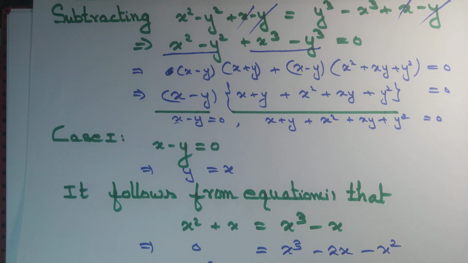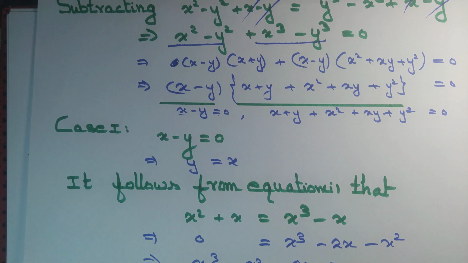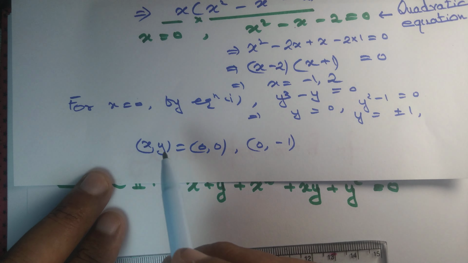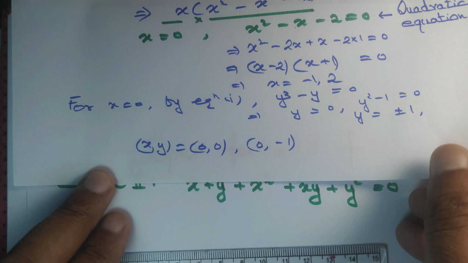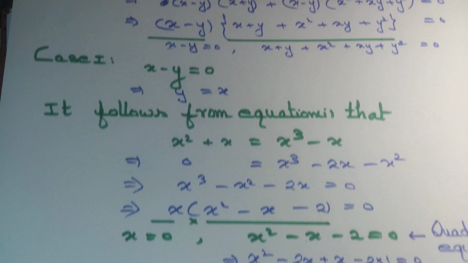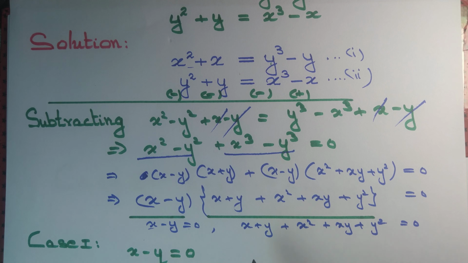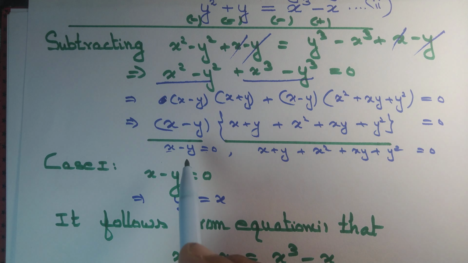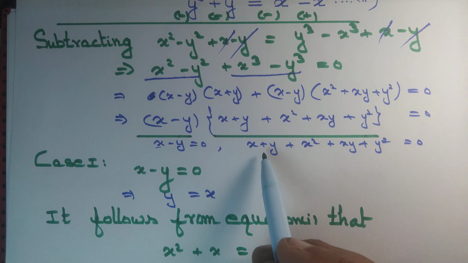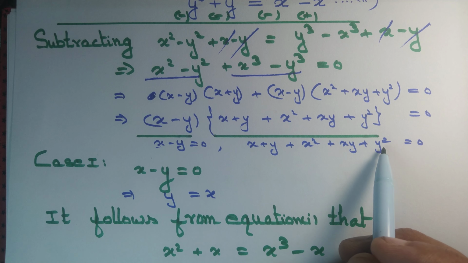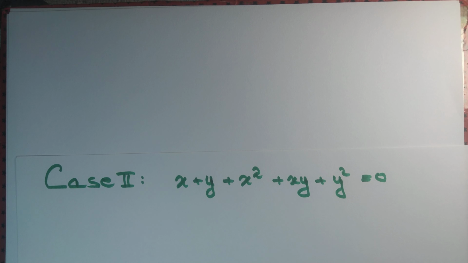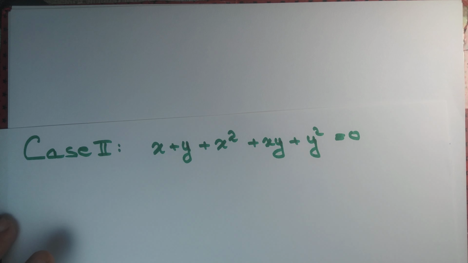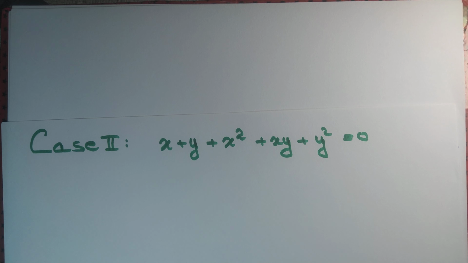So in this case we started by taking y equal to x, and we got two solutions, x comma y equal to 0 comma 0 and 0 comma minus 1, even though y is not equal to x in the second one, but we are still getting a solution. What about the other case? What if x minus y were not equal to 0, but x plus y plus x square plus xy plus y square were equal to 0? Let's look at the second case. Case 2: x plus y plus x square plus xy plus y square equal to 0.